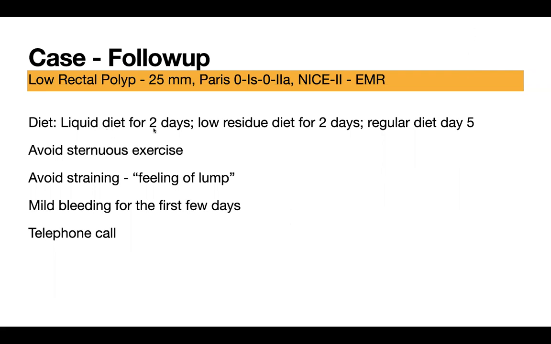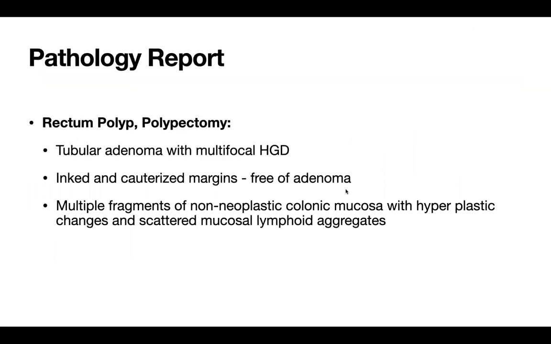So we put them on a liquid diet for 2 days, low residue diet for 2 days, and regular diet on day 5. So the pathology was tubular adenoma with multifocal high-grade dysplasia, and the inked margins were free from adenoma, and then multiple fragments of non-neoplastic colonic mucosa with hyperplastic changes, and scattered mucosal lymphoid aggregates. So that's the pathology. All right, any comments?